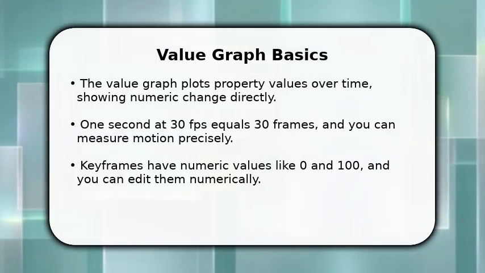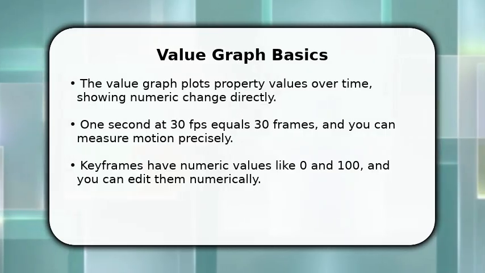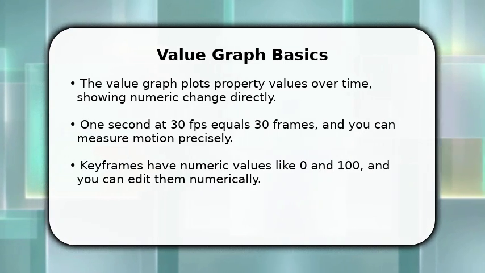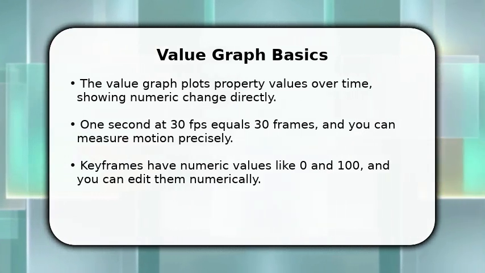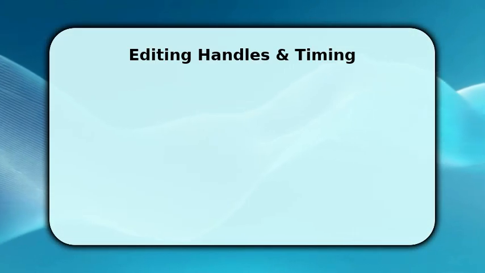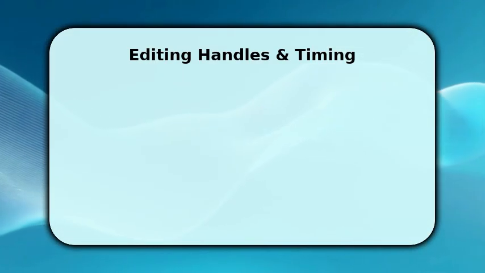The horizontal axis represents time and frames, while the vertical axis represents the property value. Read the exact numbers at each point to diagnose animation issues and fine-tune smoothness. Drag keyframe handles to reshape curves and change transition timing.